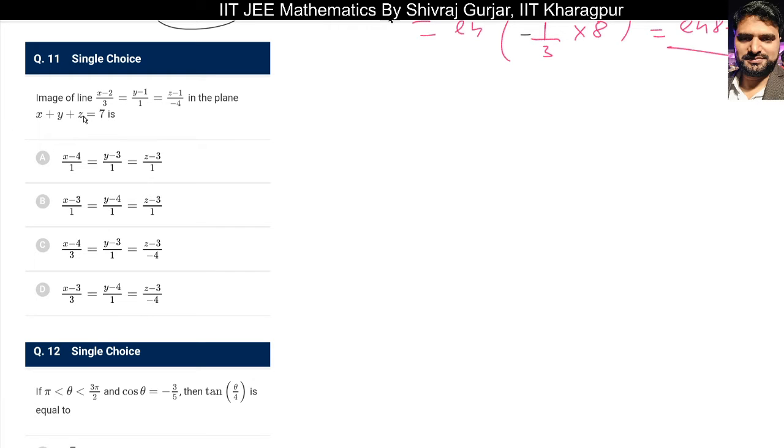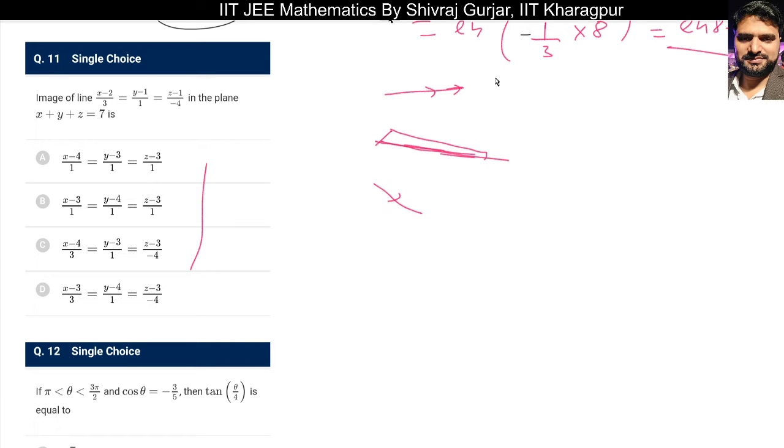Okay, so what is the image of a line in the plane? This is a standard question. The plane is given and this is some line. तो इसकी इस प्लेन में इमेज क्या होगी? Obviously, प्लेन के अंदर जो लाइन है उसकी इमेज एक लाइन ही होगी, और from the options we can see that it's a line itself.